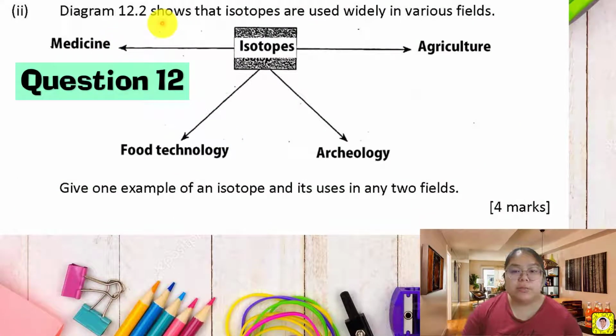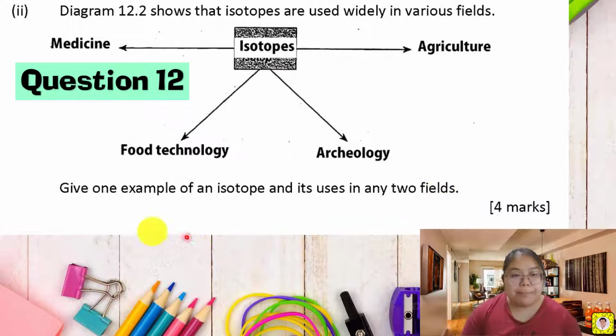Okay, then we continue with diagram 12.2. They show isotopes that are widely used in various fields. They are used for medicine, food technology, and agriculture. So you need to give one example of an isotope used for any 2 fields. Okay, one example of an isotope for any 2 fields. That means you need to choose 2 fields, and after that, you give the example. So from here, once you choose and give them, you get 4 marks.